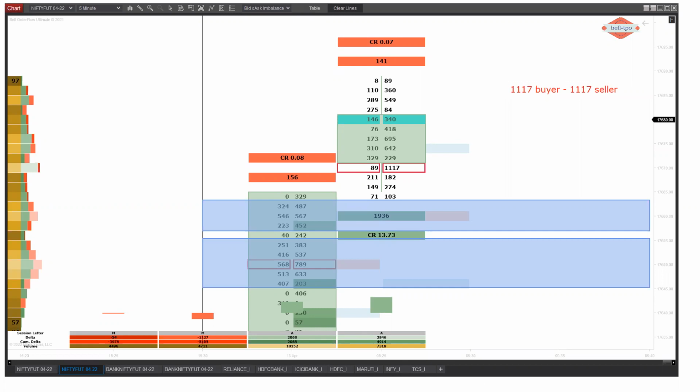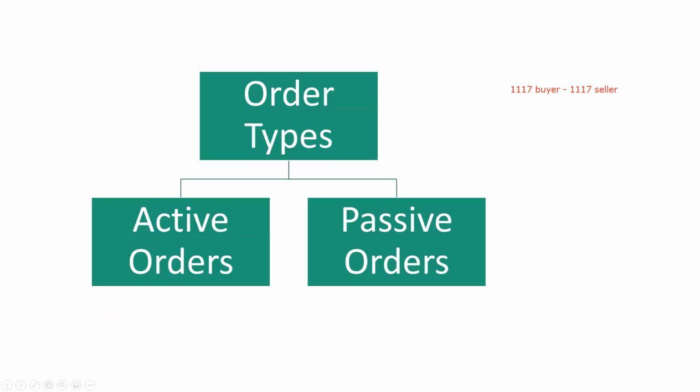Let's move on to the next topic. I guess now you have a fair idea about what an active order is. Active orders are the ones that move the market. They are simply market orders. It can be a market order, it can be a stop loss market order also. Passive orders are only limit orders which are sitting in the limit order book.